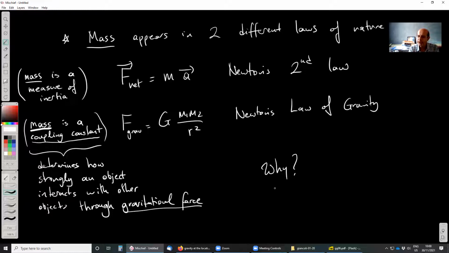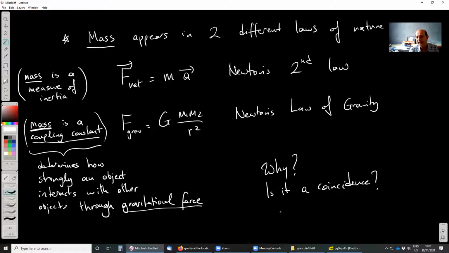Right, why is kind of a dangerous question. It kind of implies that there's some kind of a purpose in here, and that's not really what I mean. The question is like, is this a coincidence, right? Why is it that the same quantity appears in these two different places? So is it a coincidence that mass appears in these two different laws of motion? So that's an important question.